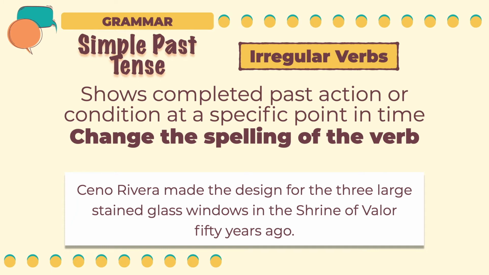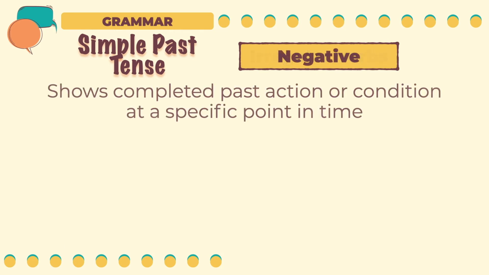The verb in this sentence is made, which is the past tense of the irregular verb make. This action is proven to be completed in the past because of the time marker 50 years ago. Some sentences may state something that is not true or incorrect. These are called negative sentences.